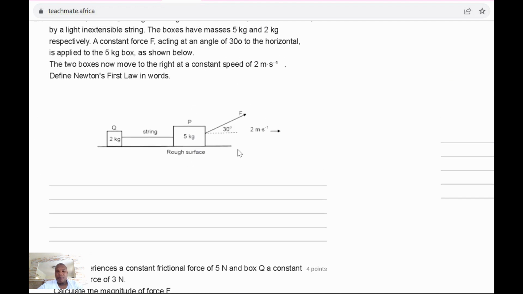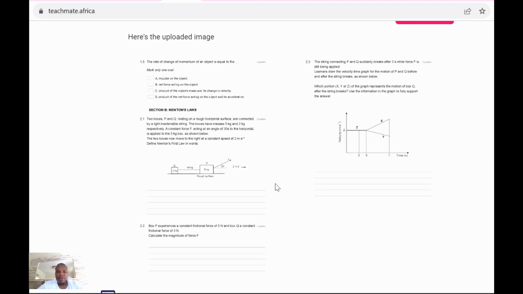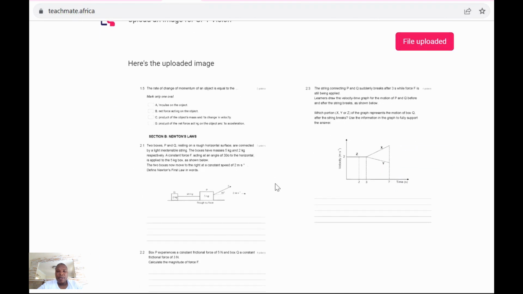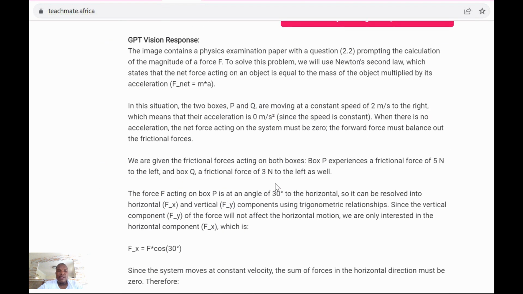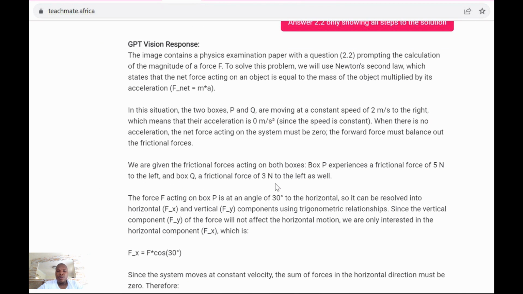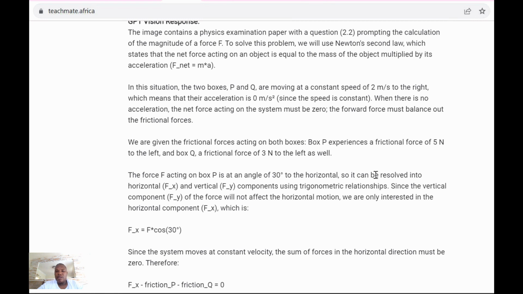Then the second one requires it to calculate the magnitude of F, which is the force applied here. I'm just going to jump straight to that part because I found it quite interesting. It analyzed what is in the image, and then it explained that the frictional force on the two blocks was working against the applied force, but it specifically said that the horizontal component of the force, and this is where a lot of learners will get lost. The way it is explained simplifies lives.